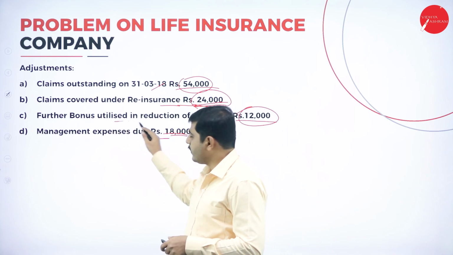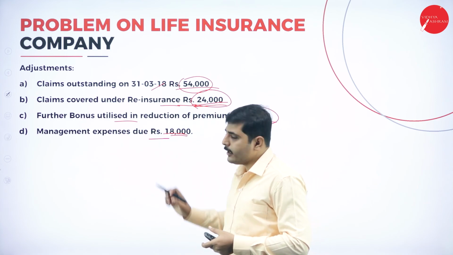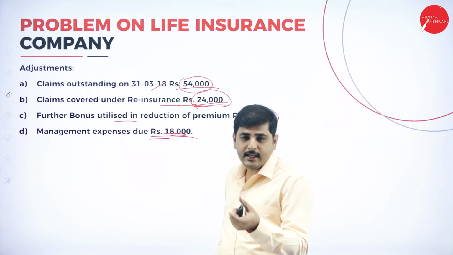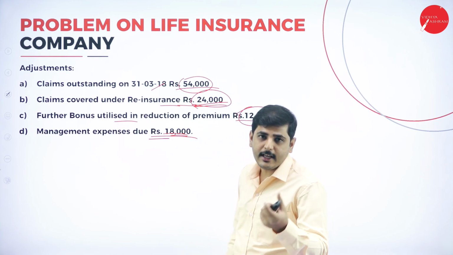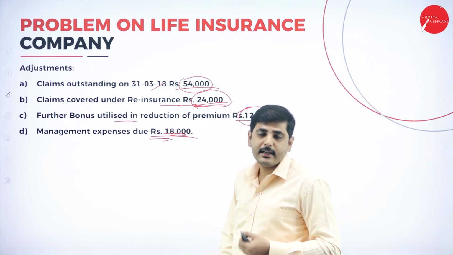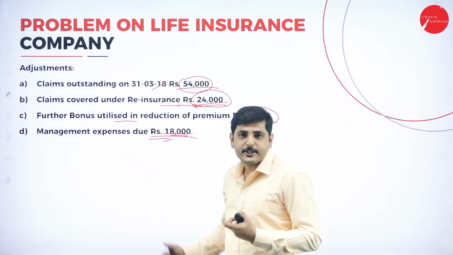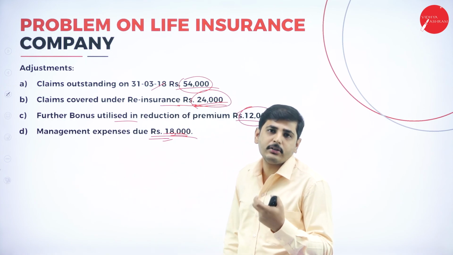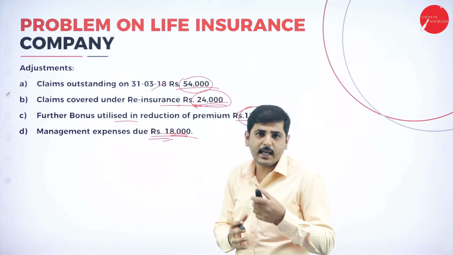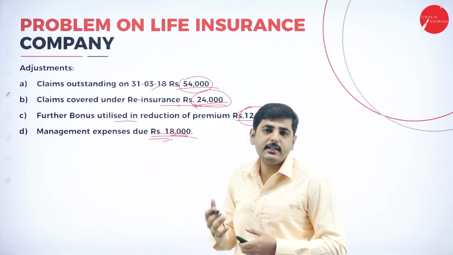Next one, further bonus utilizing deduction of premium. Schedule number 1, add to premium. Schedule number 4, add to bonus. Management expenses, schedule number 3, add to the management expenses. Operating expenses, schedule number 3, add to management expenses. Again show it in the current liabilities. Like this you should have all the adjustments in your hand. You should have a hold on the adjustments, then only you can do this type of problems. So maximum types of adjustment we have discussed in this chapter.